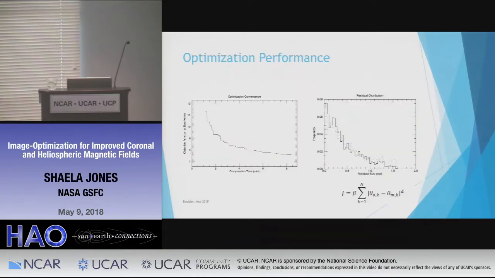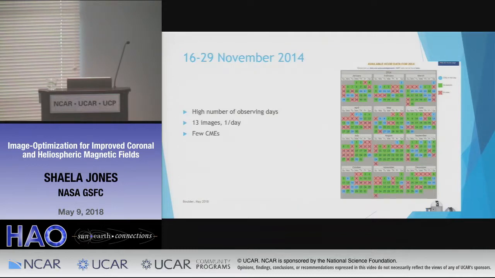For these ones, I think I ran it with 120. It was from a GONG magnetogram, so it's got 360 resolution in the longitude direction.